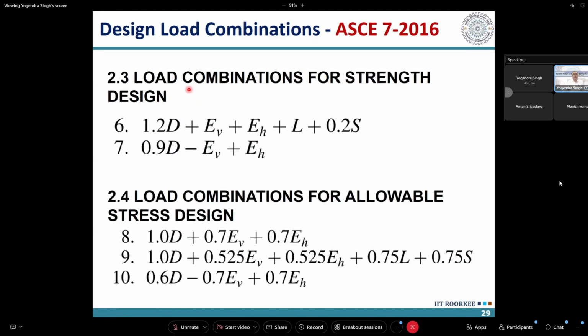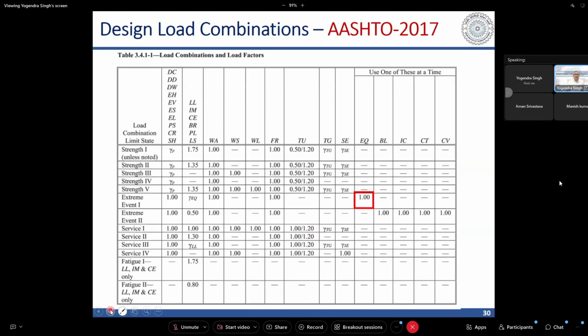Then we can have a look at the load combinations in ASC7. In ASC7, the load factor for earthquake load, where EV is the vertical earthquake and EH is the horizontal earthquake, is 1 for limit state design. Whereas in allowable stress design or working stress design, this factor is 0.7. The ratio of these two comes out to be 1 over 1.5, so ULS forces are 1.5 times higher than the SLS forces. That factor of 1.5, which is given in our code as load factor, is representing this.